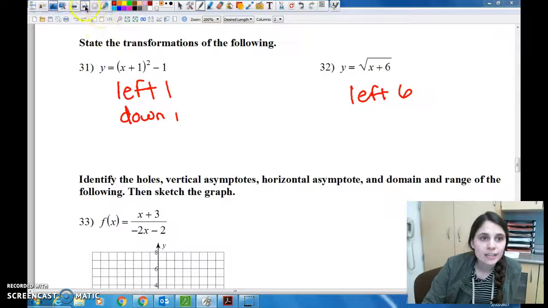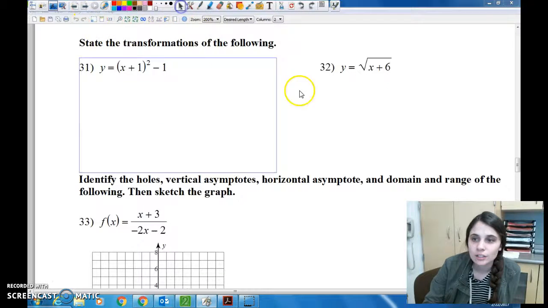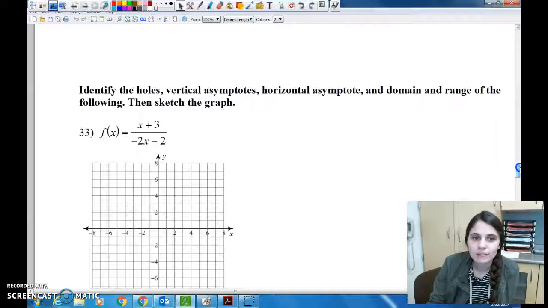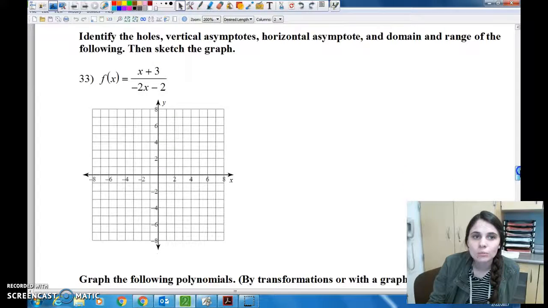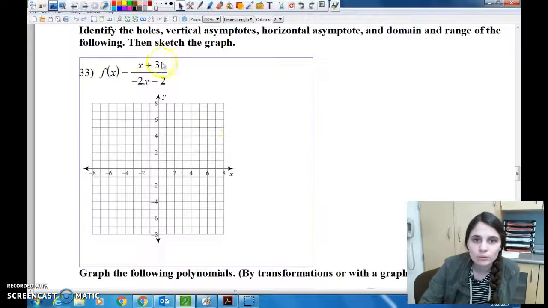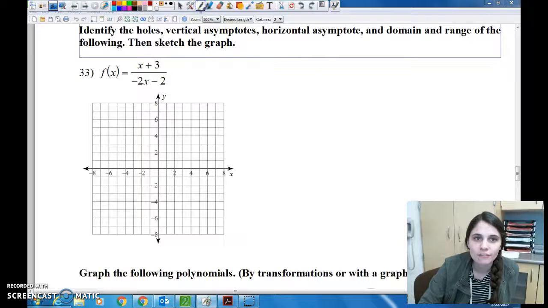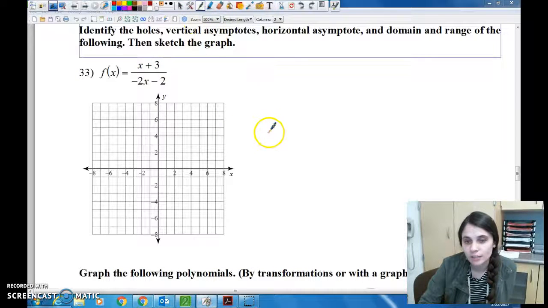Number 33 is one of our most recent units. This was all in Unit 7. So we're identifying holes, asymptotes, domain, and range, and sketching our graph. So you're going to need a graphing calculator to do this one.